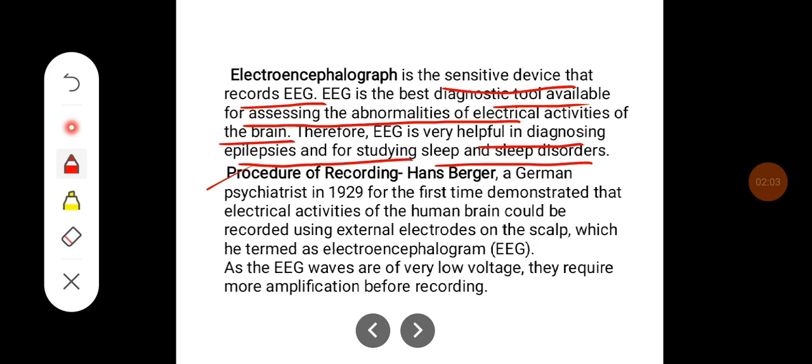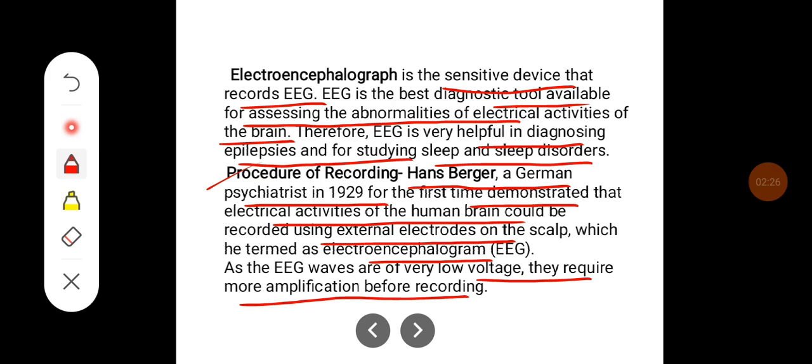Procedure of recording. Hans Berger, a German psychiatrist, in 1929 for the first time demonstrated that the electrical activities of the human brain could be recorded using external electrodes on the scalp, which he termed the electroencephalogram. As the EEG waves are of very low voltage, they require amplification before recording.